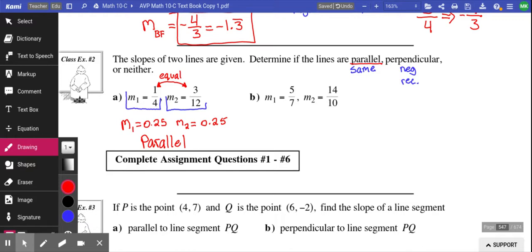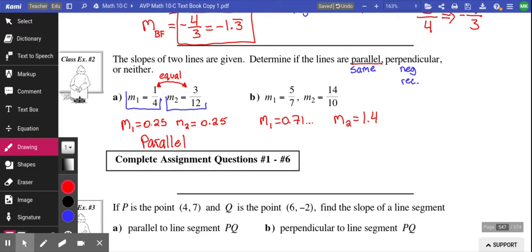Awesome. B. If we look at B, first thing I'm going to check is, are they parallel? They don't look like they're the same. If we were to put them in our calculator, 5 over 7, so the first slope, you get 0.71, and a bunch of other numbers. If you put 14 over 10 in your calculator, you get 1.4. Those are not parallel. Therefore, they are not the same.